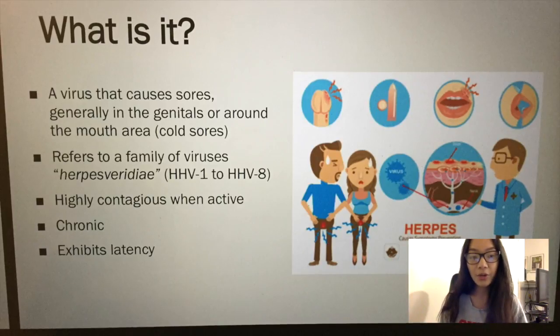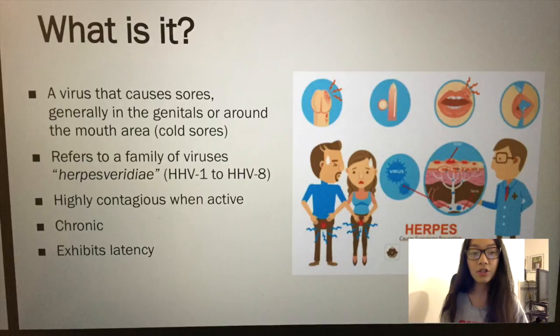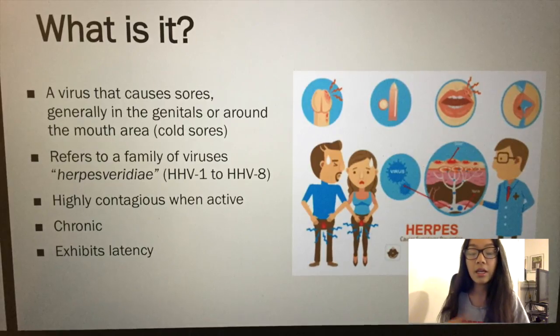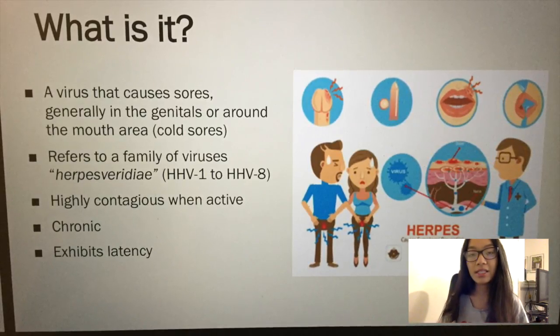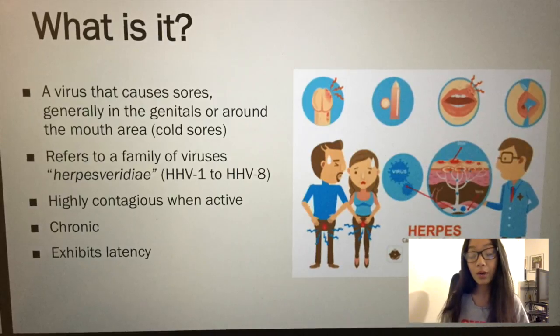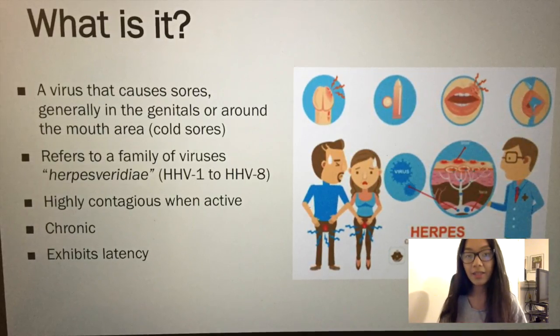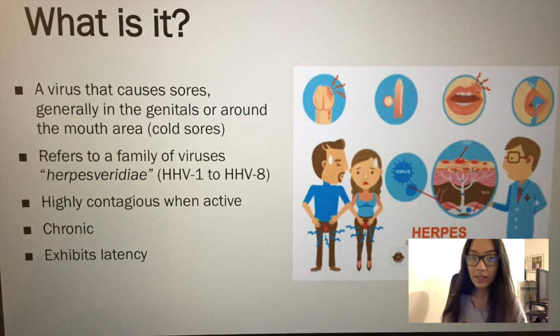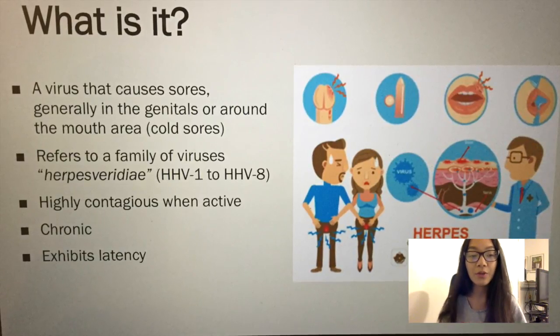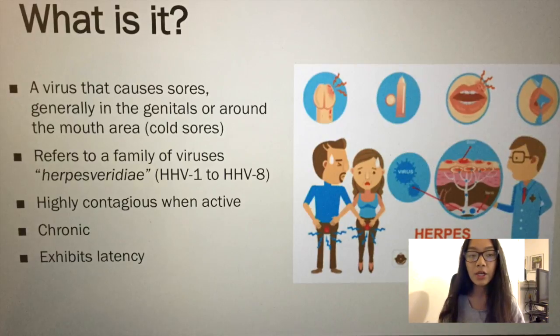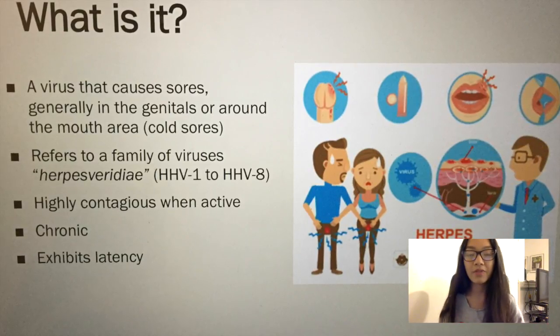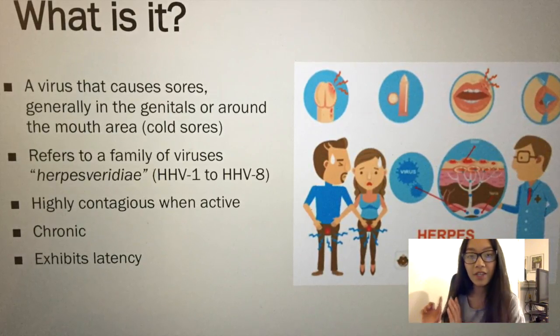Herpes is commonly known as a virus that causes sores or blisters around the infected areas, such as the mouth or the genitals. However, there are some recent cases that report herpes around the eyes, the fingers, and also the face. Herpes actually refers to a family of viruses known as herpesviridae, and it ranges from HHV1 to HHV8.